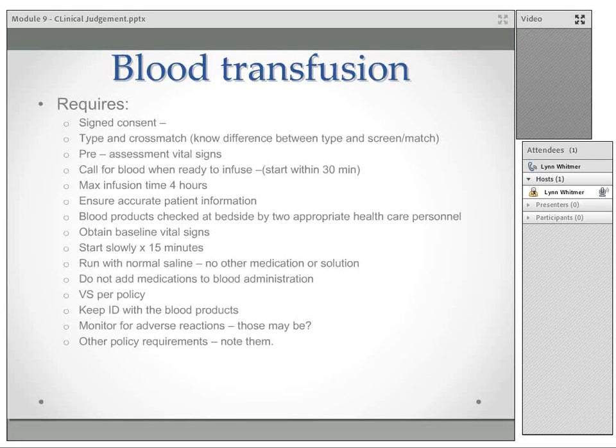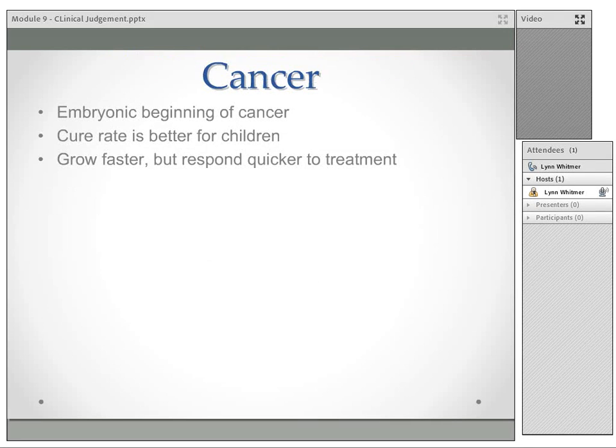Other policy requirements, you'll have to know what those are for your specific facility. Every facility has a blood transfusion policy. You'll need to note that, read it, and somewhat, not memorize it, but be very comfortable with it. In fact, if you don't run blood for a long period of time, it's always good to pull the policy out once again when you receive an order to start blood, unless it's in an emergent situation.